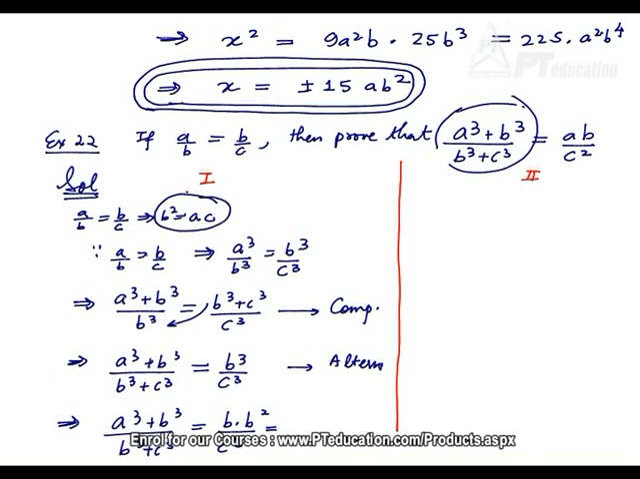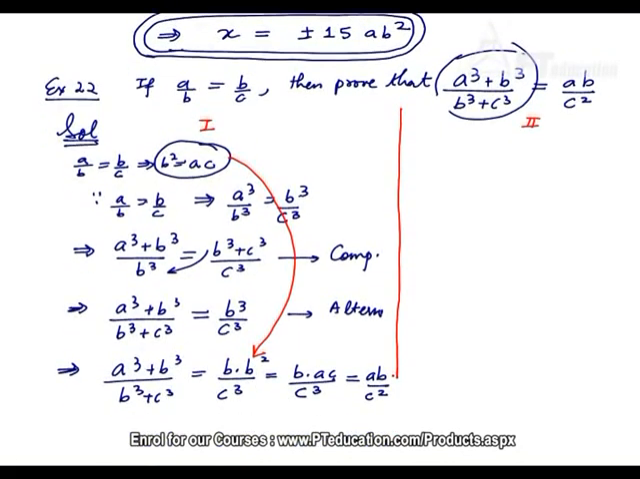So just put the value of b square is equal to ac in here. And so you will now get b into ac upon c cube, which if you simplify gives you ab upon c square, which is what was asked. And thus we have been able to prove that a cube plus b cube upon b cube plus c cube is the same as ab upon c square, which is what was asked of us.